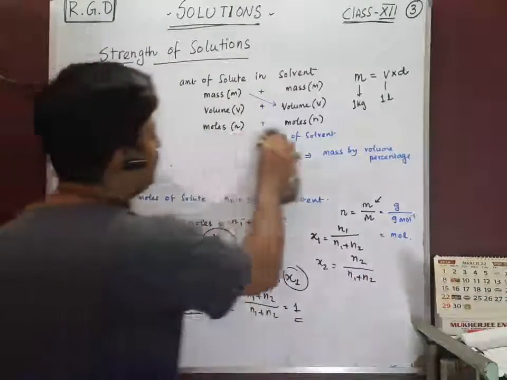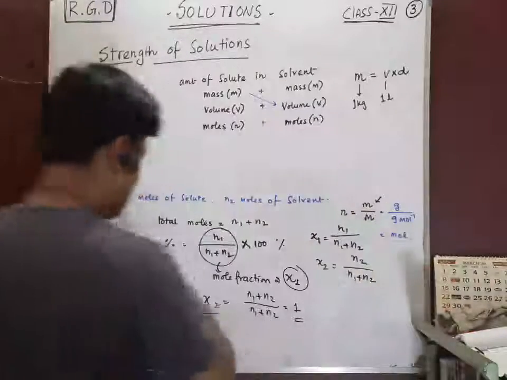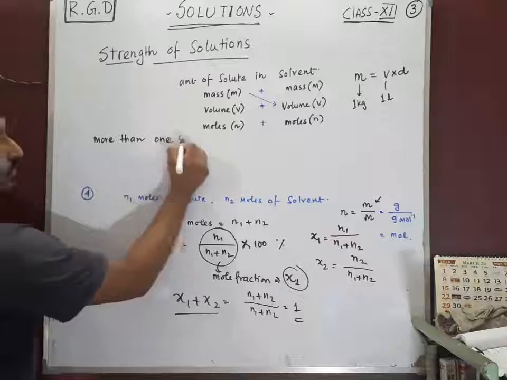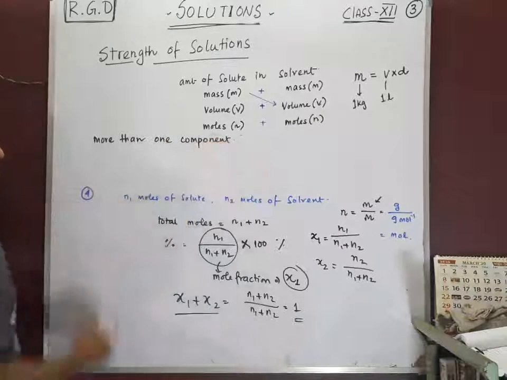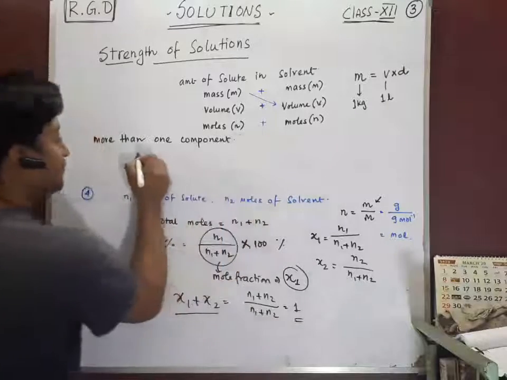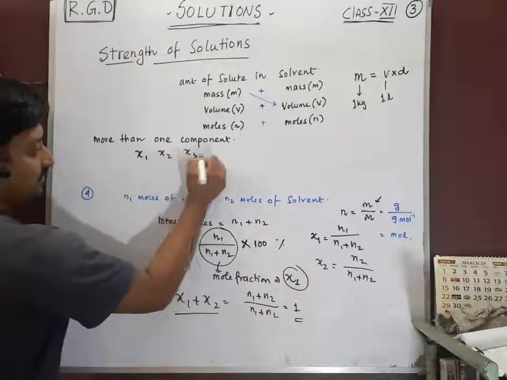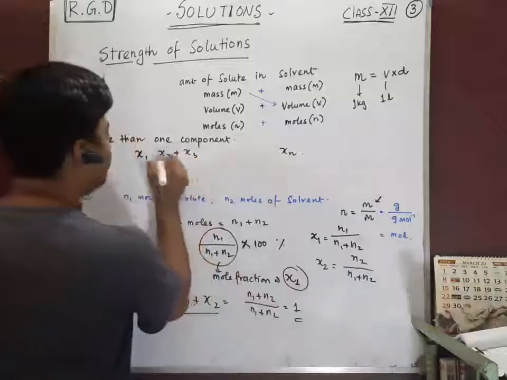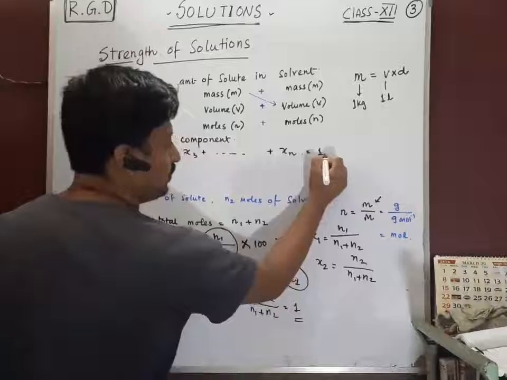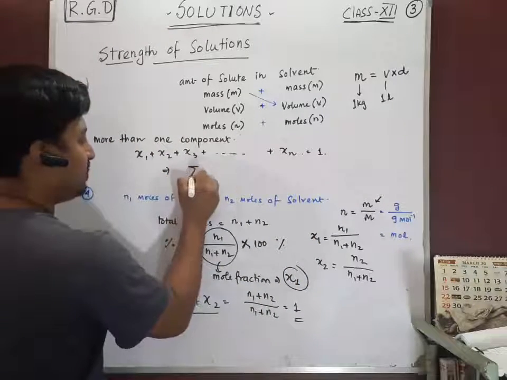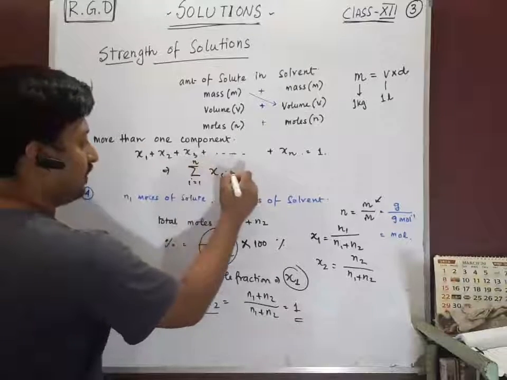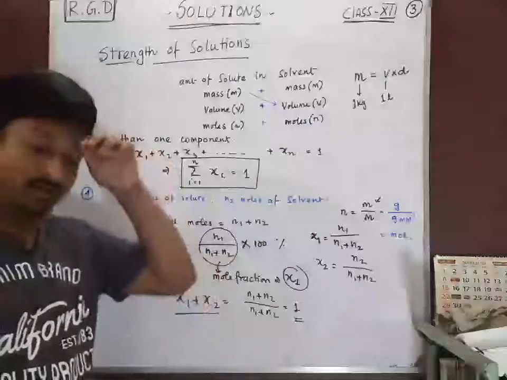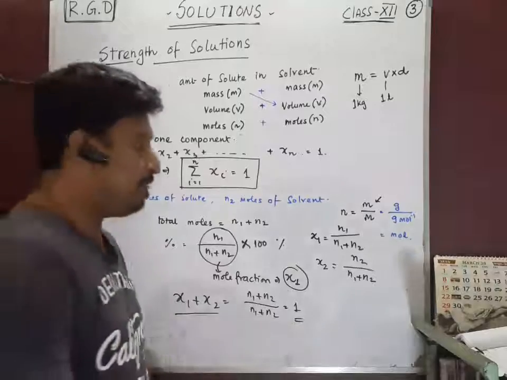Now what happens if you have more than one component in a solution? Let's say x1, x2, x3, up to xn. So I can write x1 plus x2 plus x3 plus up to xn equal to 1. It implies that the summation over xi, where i varies from 1 to n, is equal to 1. So for more than one component, you can easily handle the mole fraction problem this way.